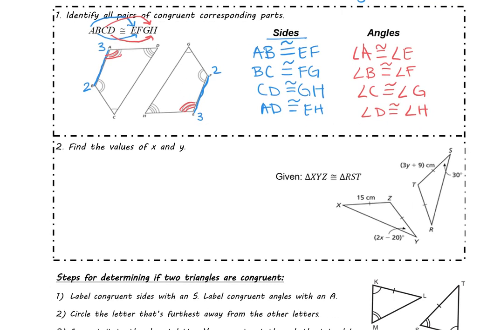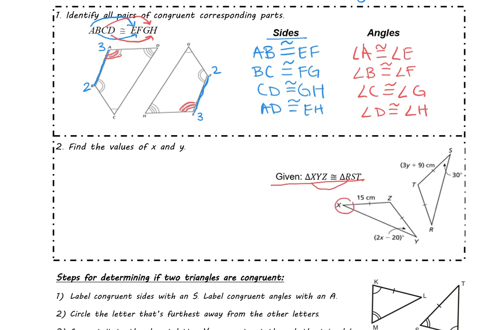All right, for our next section, number 2, it says find the values of X and Y. So we're going to go ahead and match things up here, make sure we know where everything is. And we've got our congruent statement over here on the right side. They said triangle XYZ is congruent to triangle RST. Now remember, these letters match up, so the X and the R are going to be the same angle. So we can go ahead and do that here.